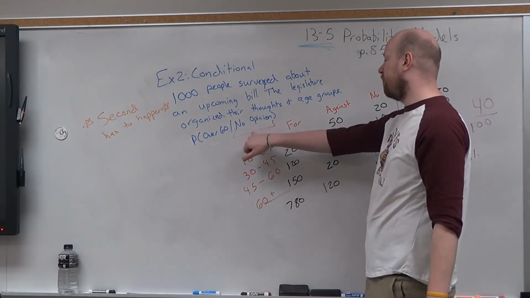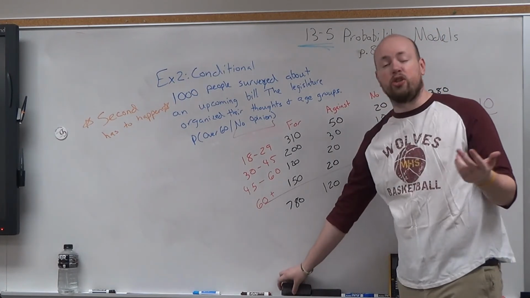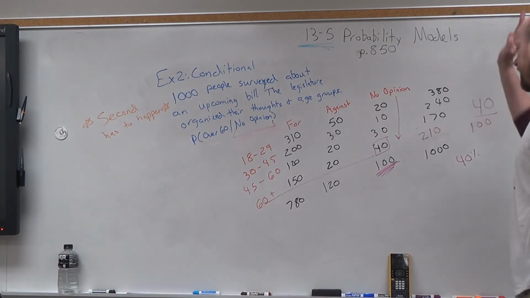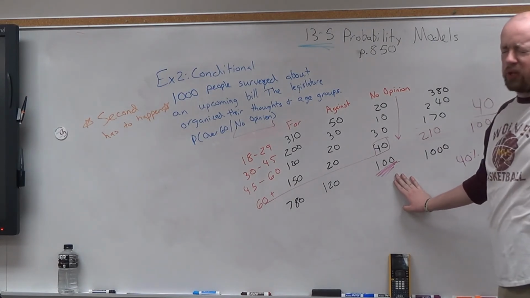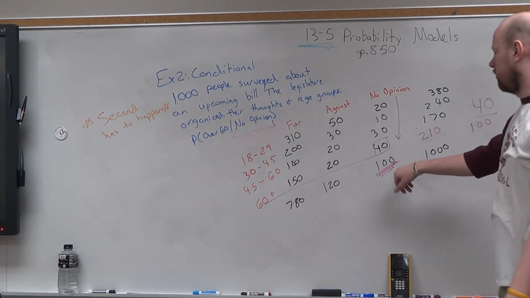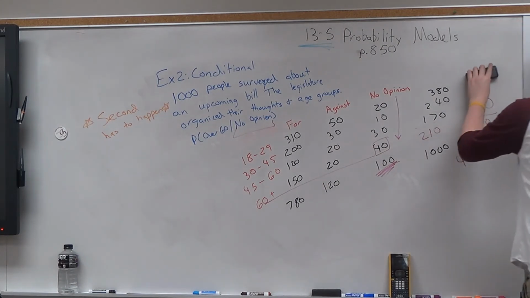So if they have no opinion, what's the probability that they are 60 years old? That's how we should read that. So I look at my no opinion category, and if I were to pick one of those people at random, what's the probability that it would be over 60? So 40 over 100. Okay.